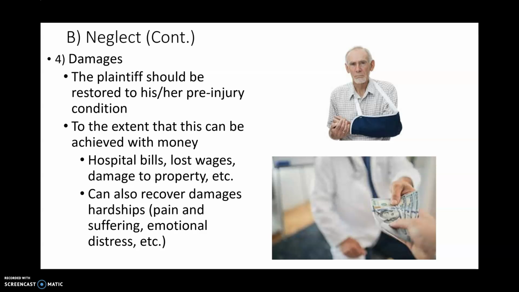Now, let me tell you this. I'm going to pause right here. We do have one small other section of the lecture that we're going to continue with, as I'm going to add to this with strict liability. So we're going to have a second lecture that goes with this.